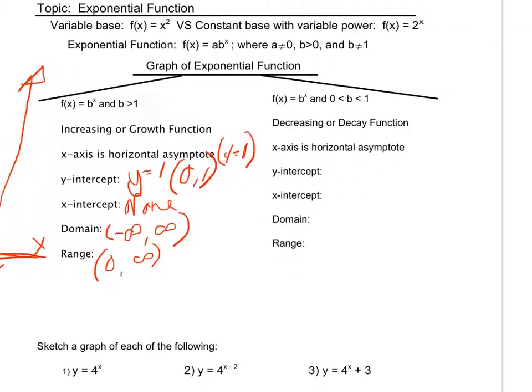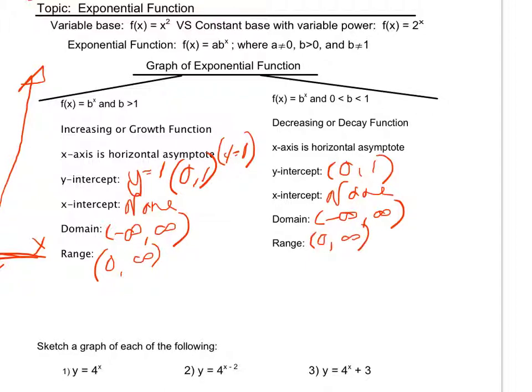Decay function is very similar, except now my b value, my base, is going to be between 0 and 1. My function is now going to be decreasing, or decay. I'm still going to have that x-axis as a horizontal asymptote. My y-intercept is still going to be y equals 1. My x-intercept still will not exist. My domain is still going to go from negative infinity to infinity. And my range is still going to go from 0 up to infinity.